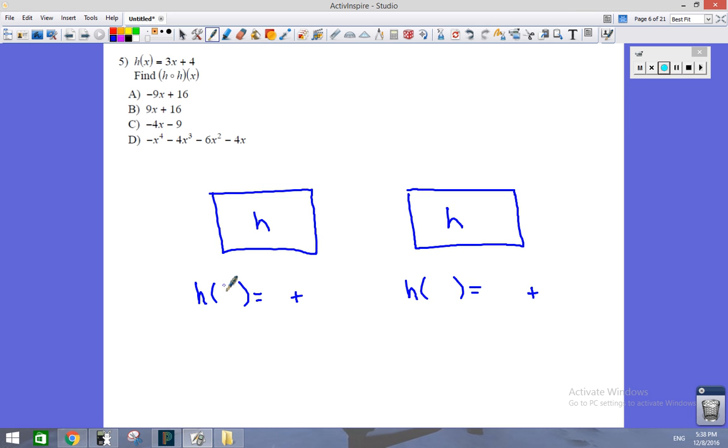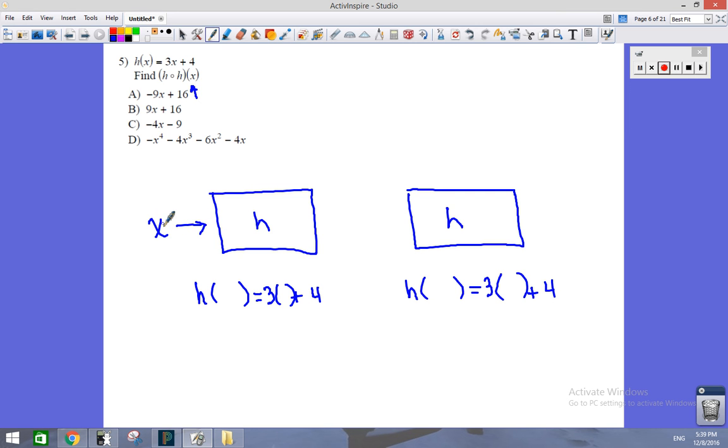Whatever we give this function, it's going to multiply the first term by 3 and then add 4. And whatever we get over here, it's going to multiply the first term by 3 and then add 4. That's what it always does. It always does the same thing. It multiplies by 3 and then adds 4. That's what h does. So here is the input. In the previous problems, that input was a number. But now it's just an expression, just a variable x.